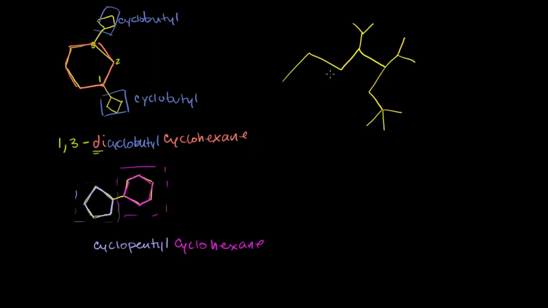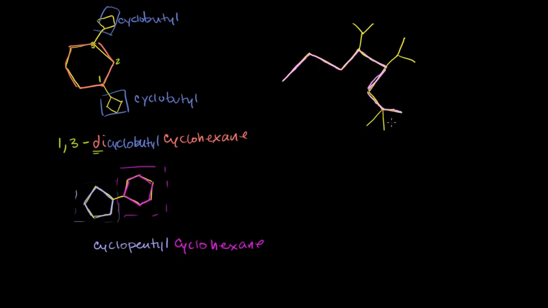Now let's try this one over here. So the first thing we want to do, there's no cycles here, but we have to identify the longest chain. To do that, let's just count it out. It could be 1, 2, 3, 4, 5, 6, 7. It's not the longest chain. Maybe it's 1, 2, 3, 4, 5, 6, 7, 8. That looks like the longest chain. So let's make that the longest chain right over there.